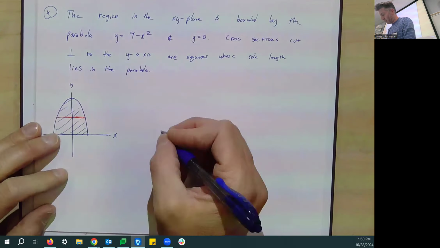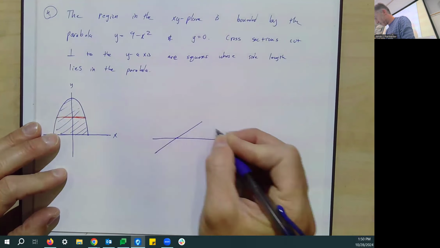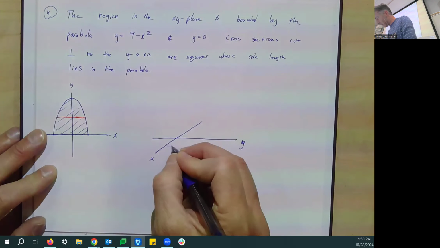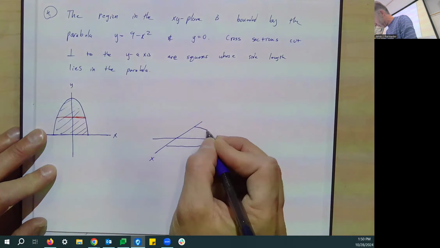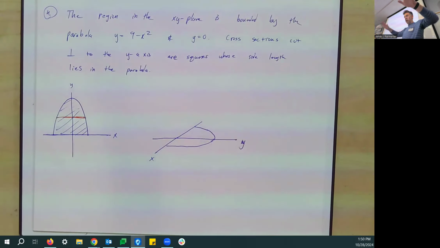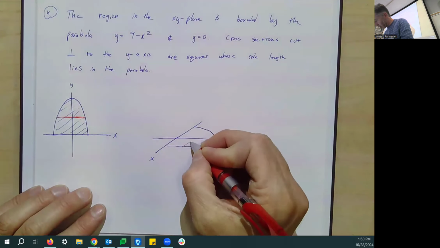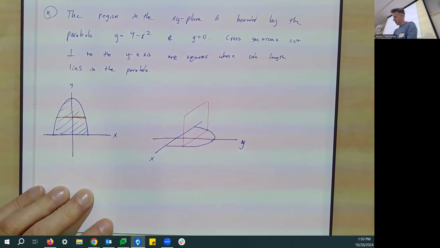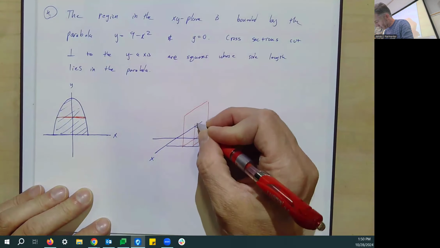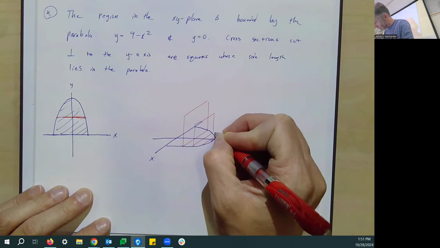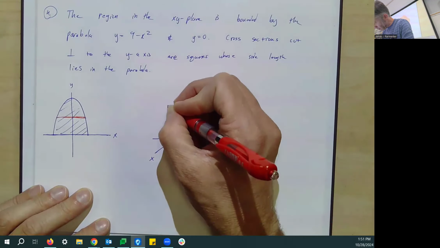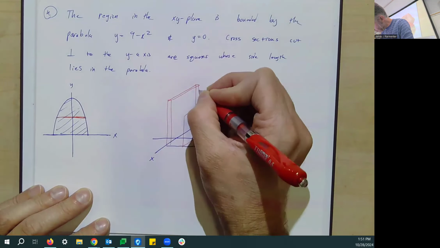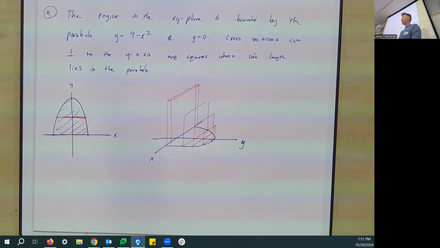I generally tend to like to draw a picture like this. That's my y-axis, not my x-axis. There's my x-axis. So here's my parabola. Again, this picture is not necessary, except it helps us kind of see what's happening. So there's my parabola again, sitting on like the ground. And then here's my cross section. And here's the square that's shooting up out of it. And so we're taking all of these squares and really we're imagining that they have a little bit of thickness. And we're finding their volumes and we're adding it all up. So that's the idea here.